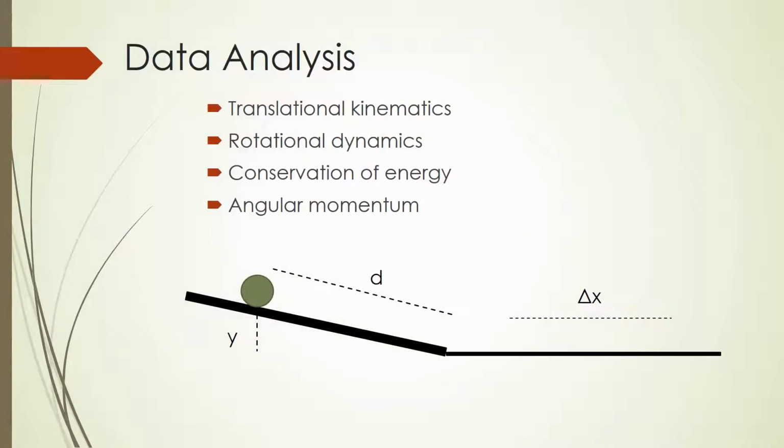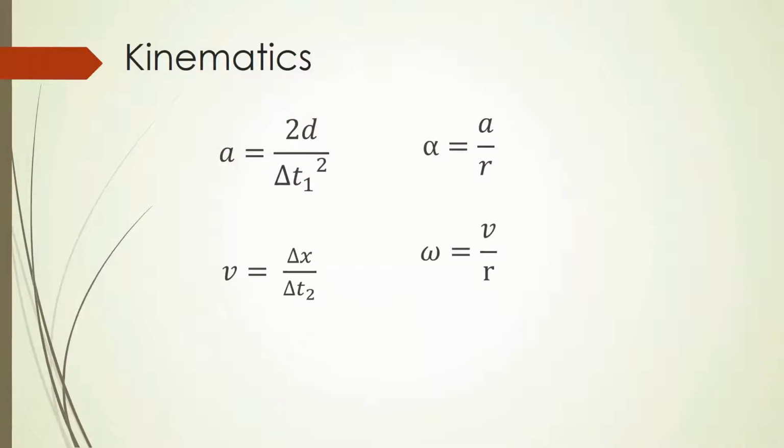Data analysis will include examination of translational and rotational kinematics, rotational dynamics, conservation of energy, and angular momentum. First, determine the acceleration on the ramp and the speed of the can on the flat surface, along with the corresponding rotational quantities. The acceleration on the ramp is twice the distance down the ramp divided by the square of the time. The corresponding angular acceleration is that translational acceleration divided by the radius of the can.